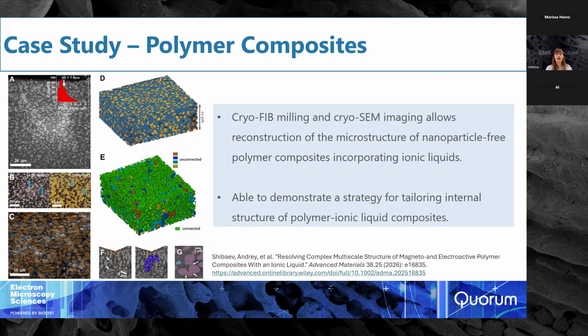So what they've done here is they have nanoparticle-free polymer composites that incorporate ionic liquids. Obviously, if we wanted to look at ionic liquids, we wouldn't be able to do this without the added function of having cryo. So this is a really nice example where cryo is essential to the process. And what they've managed to do is identify where the ionic liquid typically occupies in these polymer composites, and that's typically in the amorphous region. They've also managed to show that this excess ionic liquid can increase conductivity. So this is a really nice method of being able to demonstrate a strategy for tailoring polymer and ionic liquid composites.